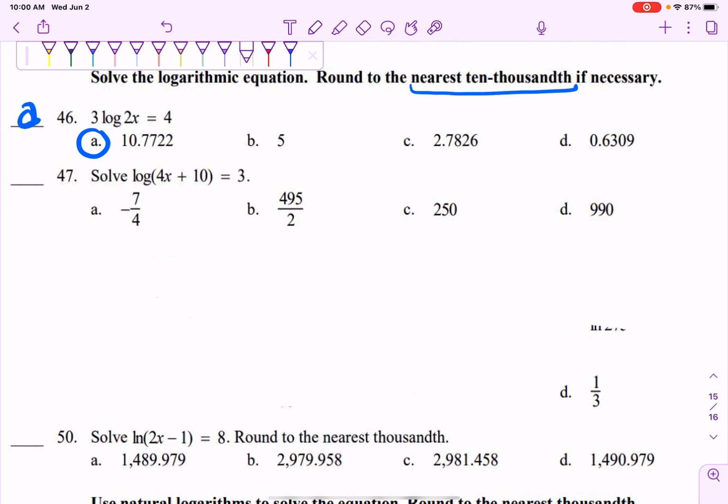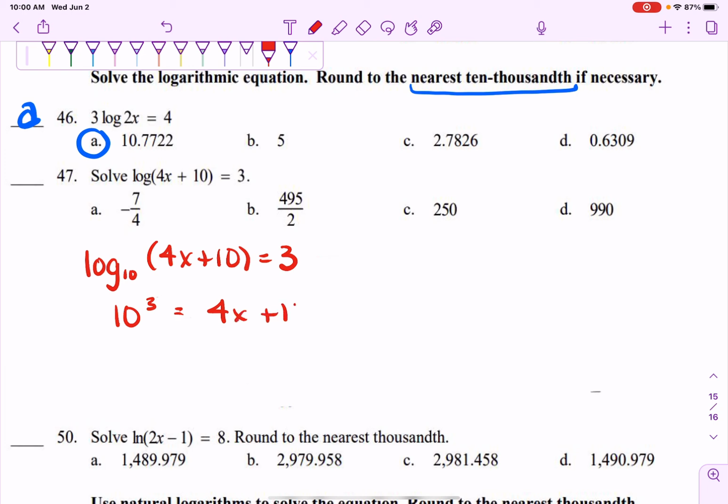I think there's 51 or close to that. Yep, there's 51. Okay, so on this one, it says solve this, and you have log, parentheses, 4x plus 10 equals 3. So remember when you do this, if they don't give you a base, it is 10. So let's go ahead and get it in exponential form. So it'd be 10 to the third equals 4x plus 10. Because remember, you go, this is the base, that's the exponent, equals this.